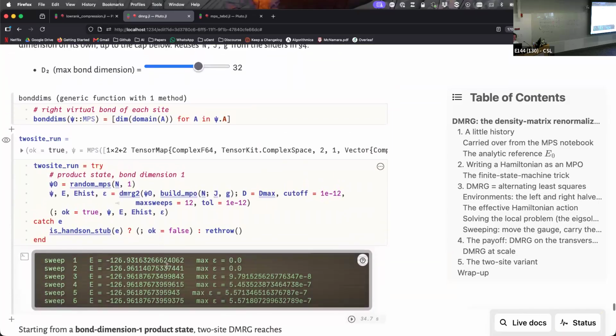So what's going on here? I have the exact same algorithm. I have one less sweep. This epsilon is the truncation error, which is absolutely tiny. And someone explain to me why the truncation error of the first two sweeps is 0.